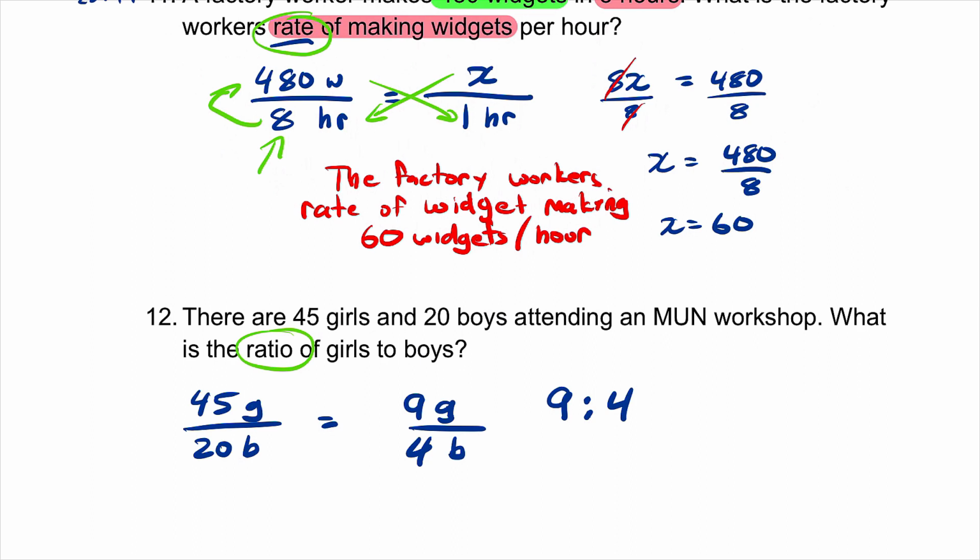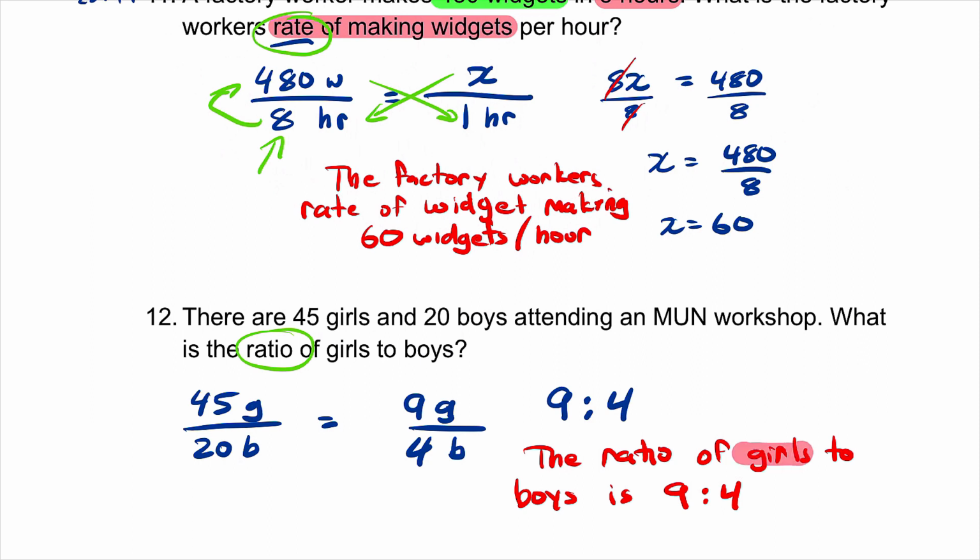And as a word problem, we would answer this as: the ratio of girls to boys is 9 to 4. And what's important to note here is that it states girls to boys, so in our ratio, it needs to follow that pattern. Girls to boys. Okay, we're done.